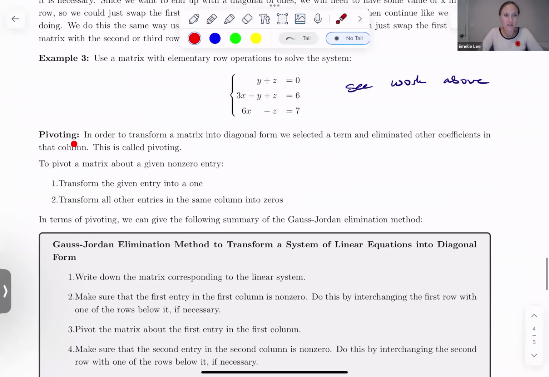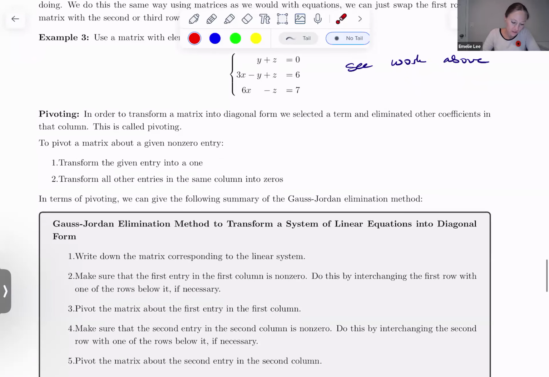So like I said, here we define pivoting, although we've already talked about it and used it a lot. In order to transform a matrix into diagonal form, remembering that's our overall goal, we select a term and we eliminate other coefficients in that column. Even when we use the 3, it's still called pivoting. Often we transform it into 1, but you don't have to. Most commonly we do.